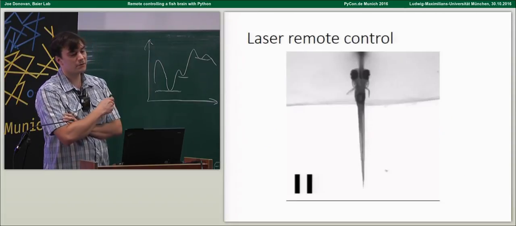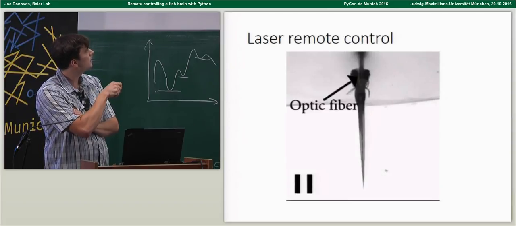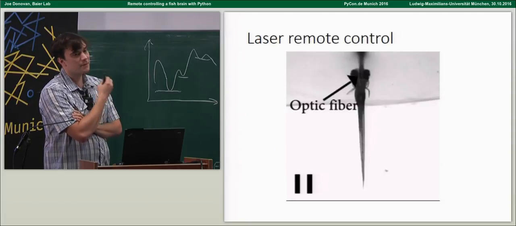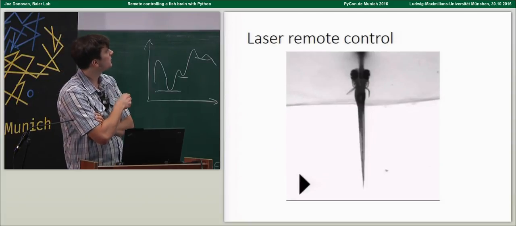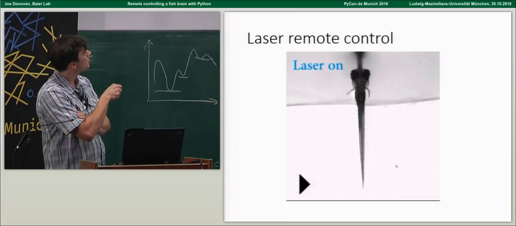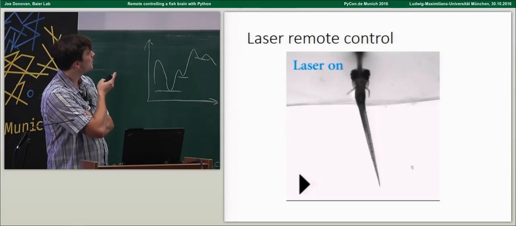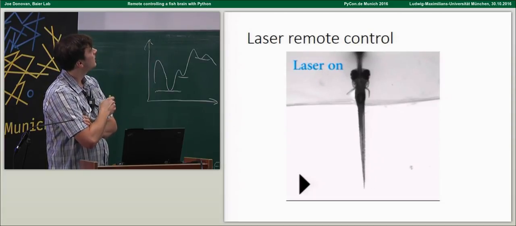So here's remote control of a fish. At the top there's an optic fiber that's coming down to shoot a laser into the fish's brain. And once the video starts, you'll see that we move the optic fiber back and forth once it's activated, and the fish moves its tail back and forth. And the optic fiber is moved from the left side to the right side, and you can see with a slight latency, the fish's tail moves to match the optic fiber.